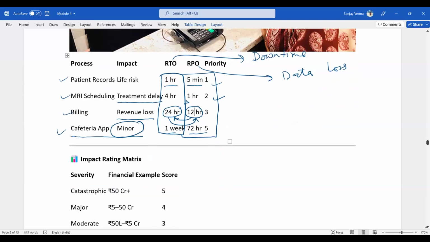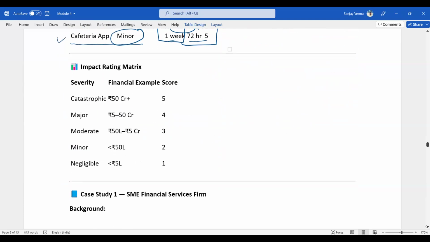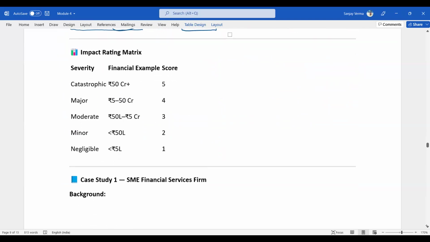All right. So next one, let's take another example. How will you maintain the metrics about impact? If the impact is catastrophic, you might be getting financial losses like 50 crore plus. The impact score is 5. If your impact is negligible, meaning very low, you will have losses less than 5 lakhs and the score is 1. But this value shown here is not a standard value.